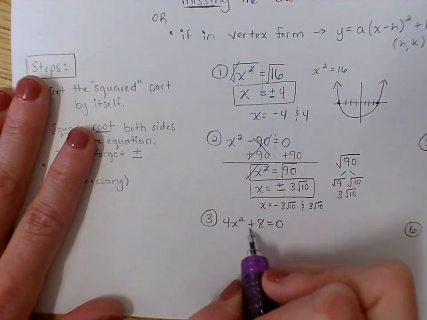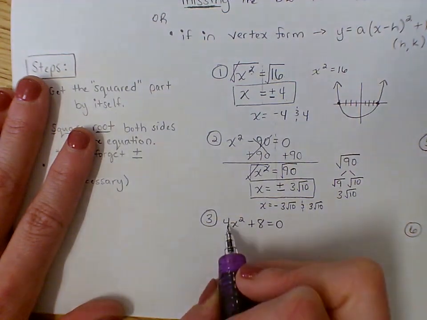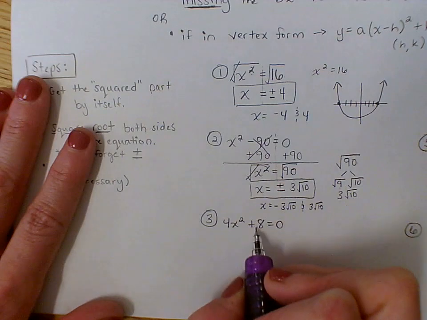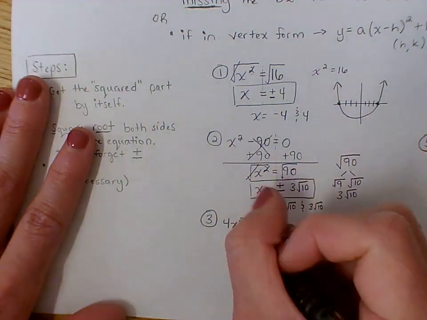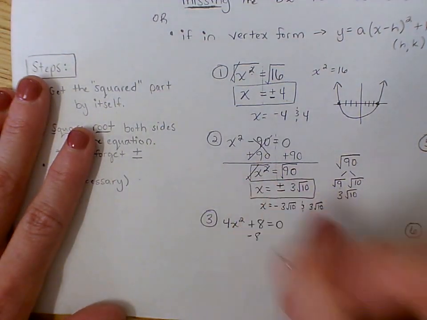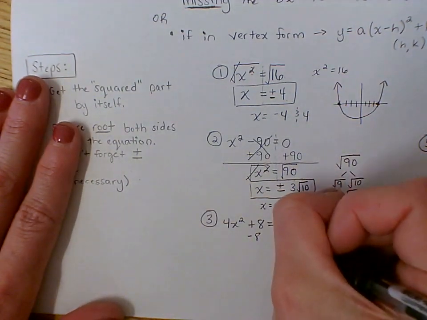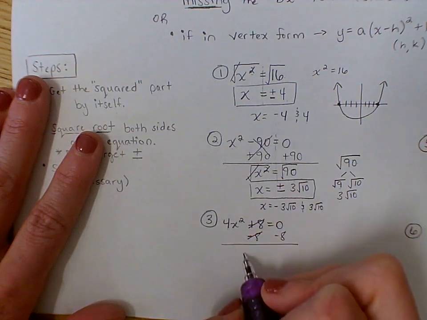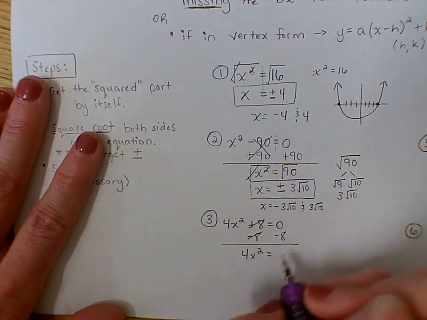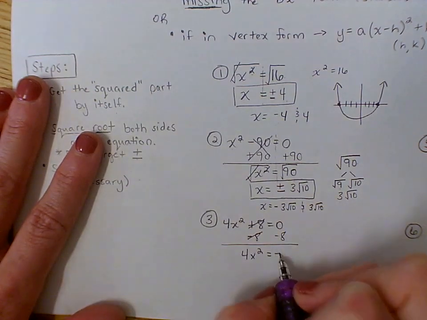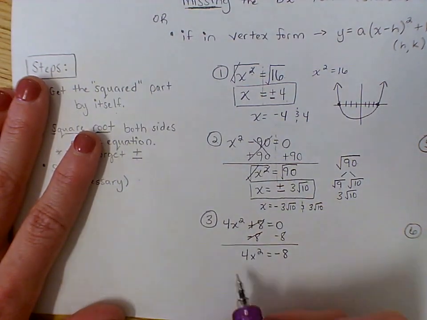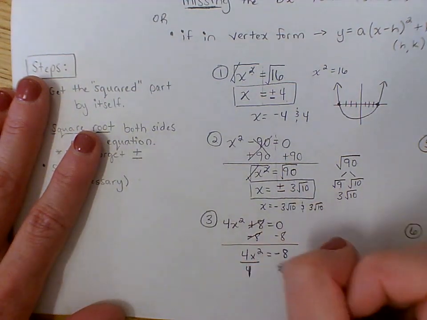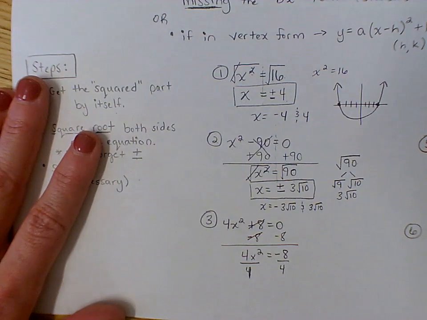So that means I have to get this 8 to the other side, but then I also have to get that 4. When you're adding or subtracting, you actually start with that part to move it to the other side. So to get this positive 8 to the other side, I would do the opposite, which would be to subtract it. So 8 minus 8 is 0. And then I end up with 4x squared on this side. And then on this side, I have 0 minus 8, which is negative 8. Then from there, I have to divide by 4 because I'm multiplying by 4. So you divide by 4 on both sides.